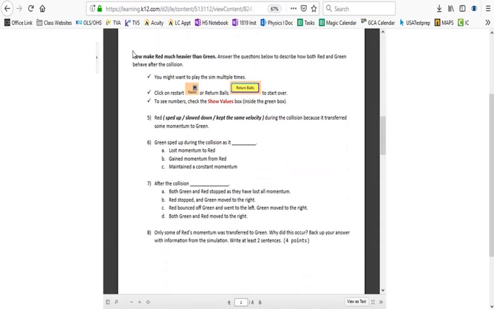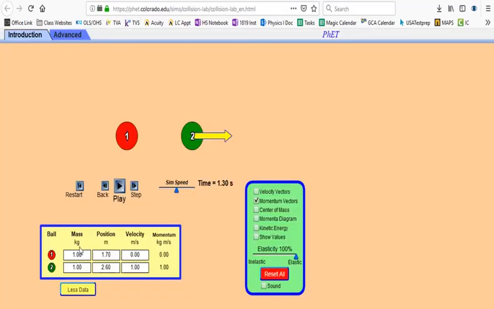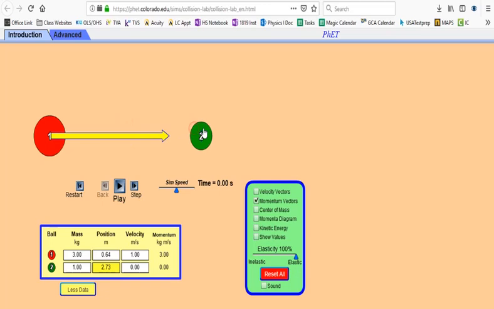All right, case 2. Now make red much heavier than green. And you can see we've got 3 questions again and an essay. So I'm going down here to the bottom. I'm going to make red 3 kilograms, and I'll just go ahead and keep green at 1 kilogram. Restart it. Notice you can move these away from each other so you can see the collision better.